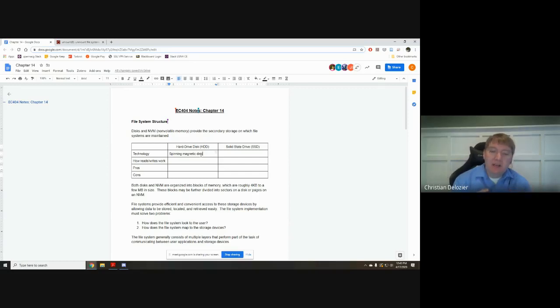And we can have setups where we have multiple of these spinning magnetic disks and multiple arms, and be able to read from multiple places at the same time. So we can make it even more dense by adding additional disks and additional arms to be able to read from them. Then we have solid state drives.